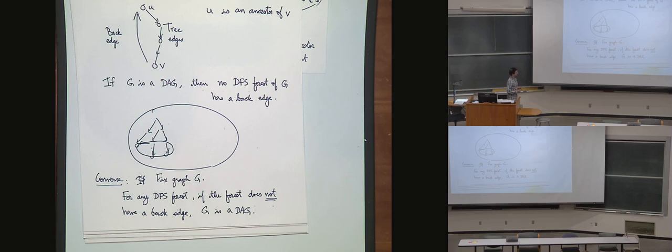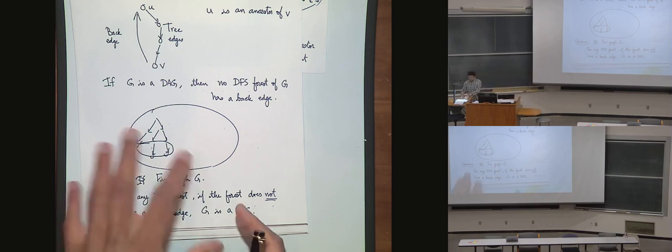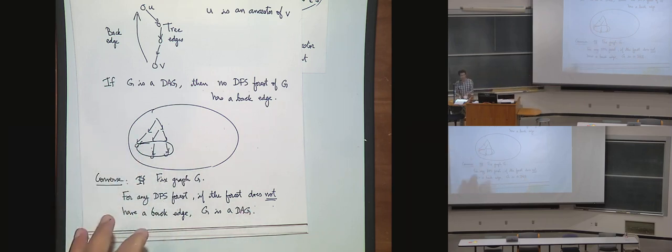I'm claiming this is true, and I'll show you why. Consider any DFS forest. If the DFS forest does not have a back edge, the graph is a DAG. So the cross edges by themselves are not going to form a cycle. If they form a cycle, then somehow there's going to be a back edge. That's the statement I'm making, and I'm going to show that this is true. Once this is true, you'll see why you have a linear time algorithm. You just run DFS and check all the edges to see if they're back edges. Is that clear?